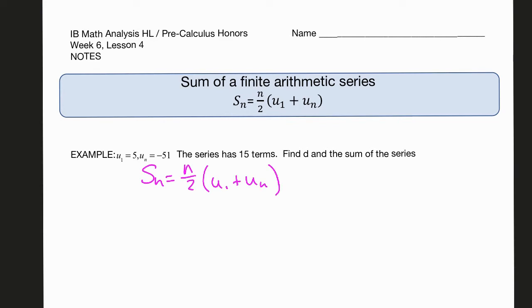Okay, so here we go. This is telling me that the first term is 5. This is telling me that the last number in the list is negative 51. And this is telling me what n is. It's telling me that n is 15.